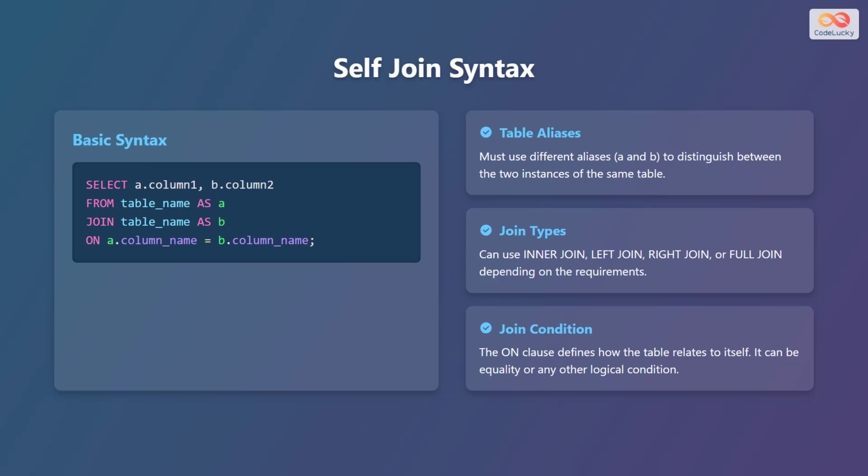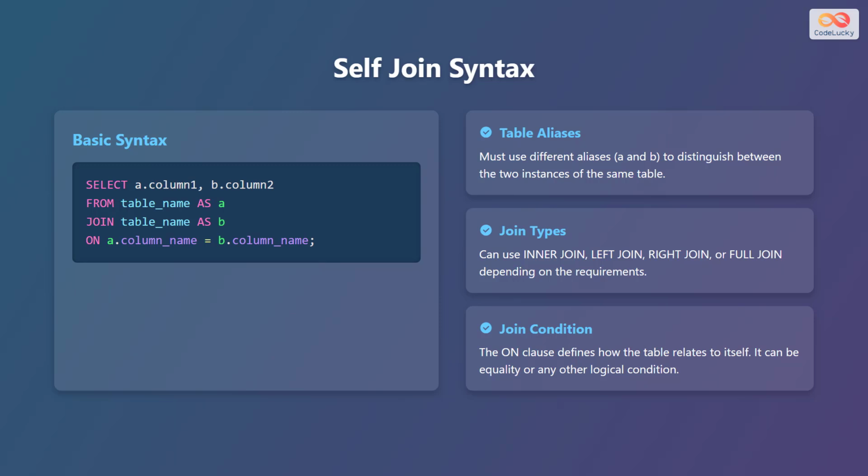Let's explore the basic syntax of a self-join. The code starts with a select statement. You select column 1 from table A and column 2 from table B from the table name using alias A. Then we perform a join on the same table, aliased as B. The on condition specifies how the two instances of the table relate to each other, where column name of alias A is equal to column name of alias B.